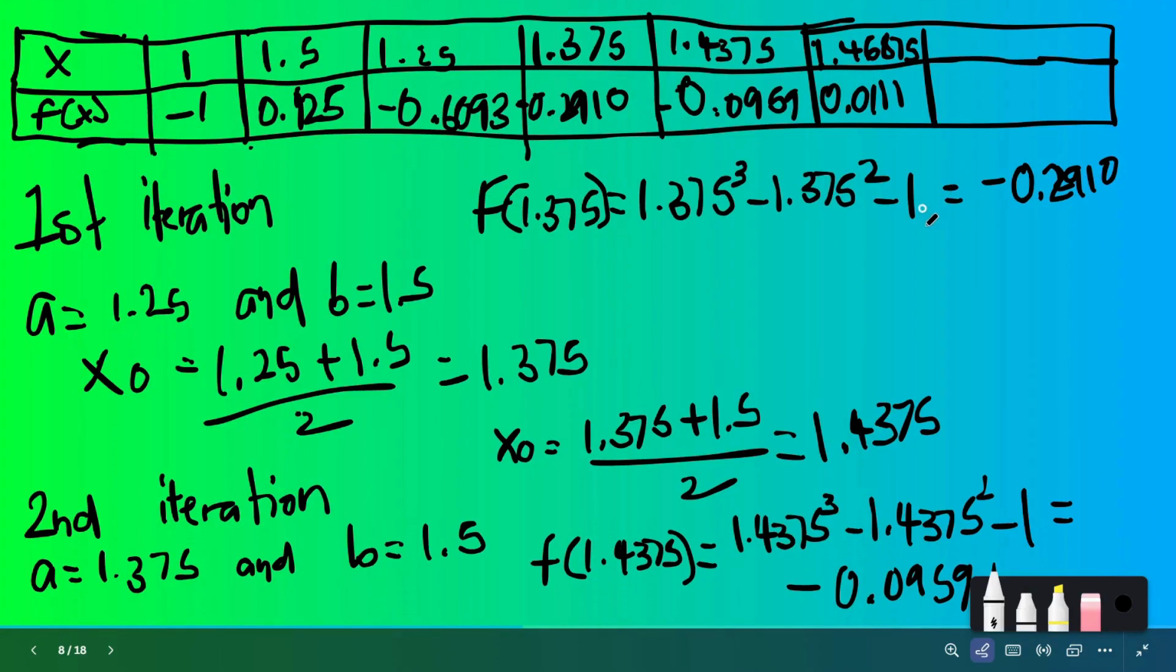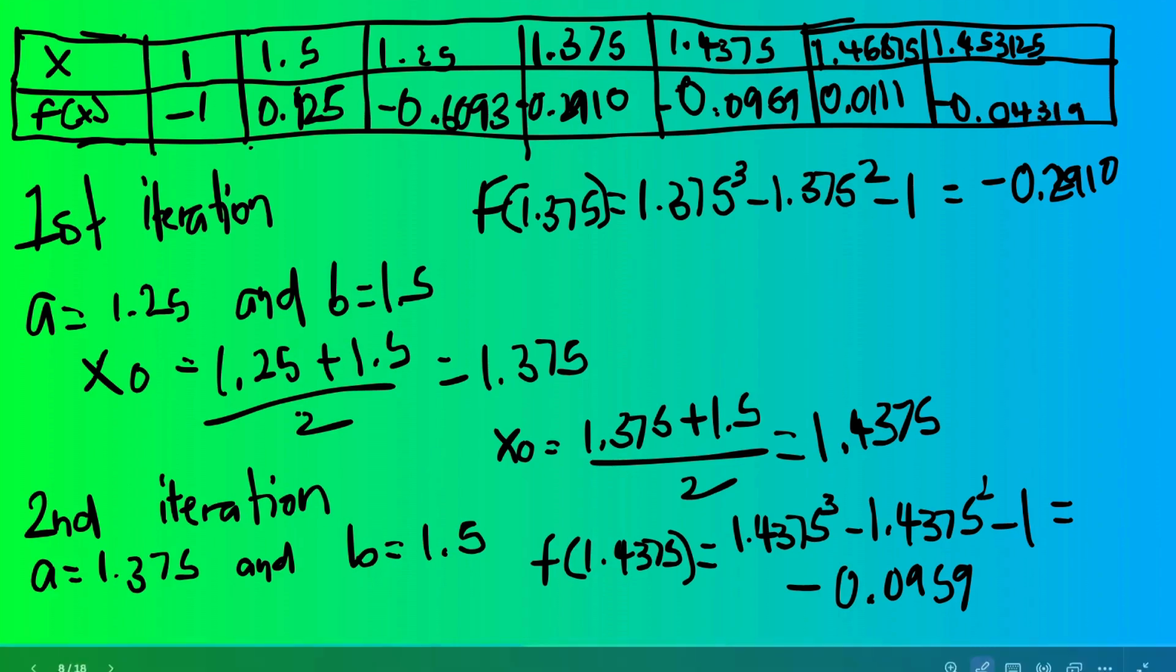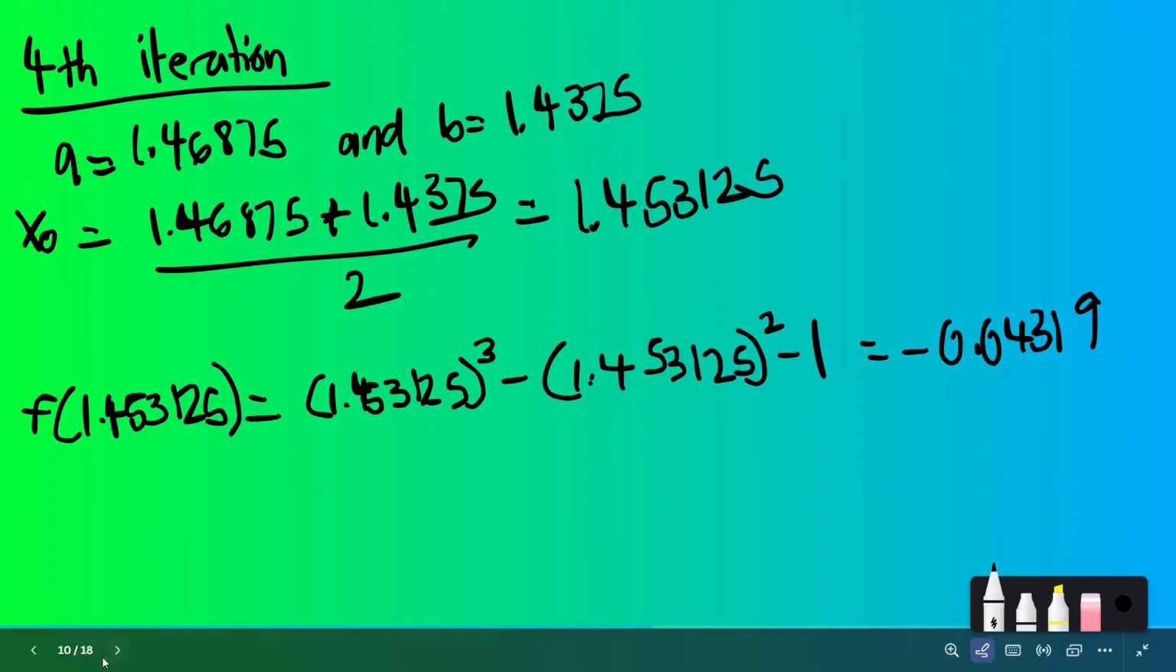So let's do the table. Okay. So 1.45325 and negative 0.04319.